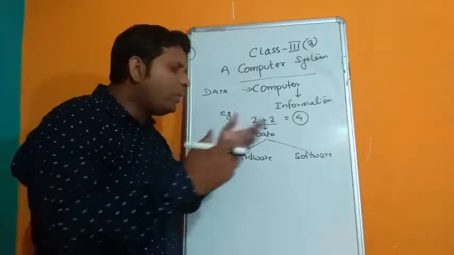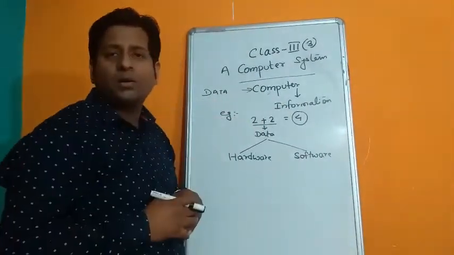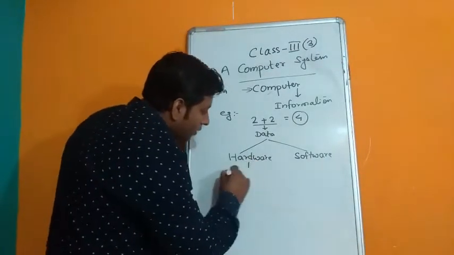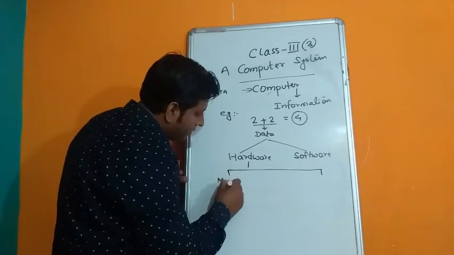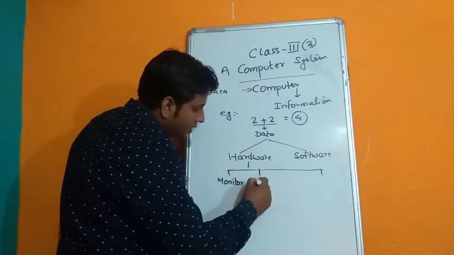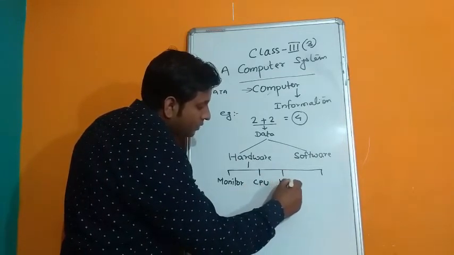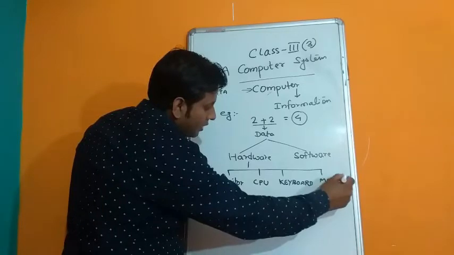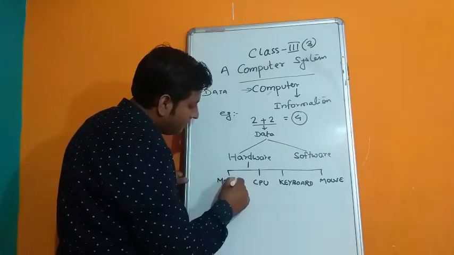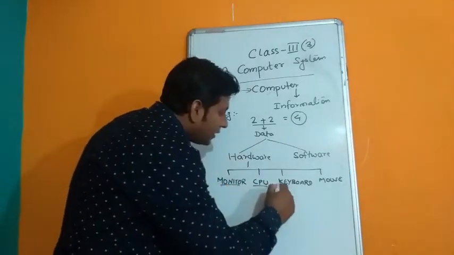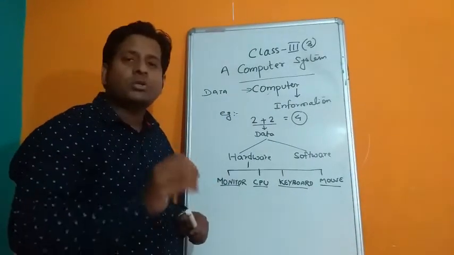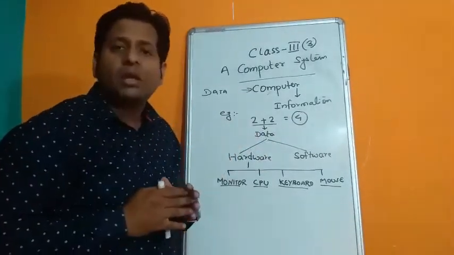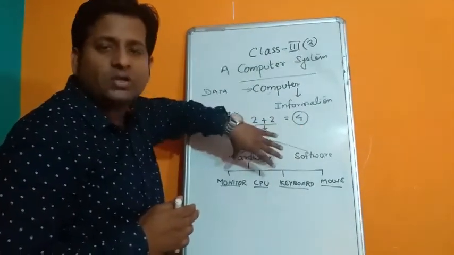Is this clear? So there are so many types of software available. In the same way, there are so many types of hardware available. But few important hardware components are monitor, CPU, keyboard and mouse. So there are 4 basic hardware components. Without these, computer is next to impossible. If any one device is missing, we'll be unable to work properly on computer.